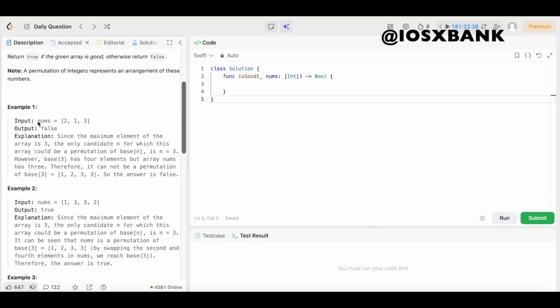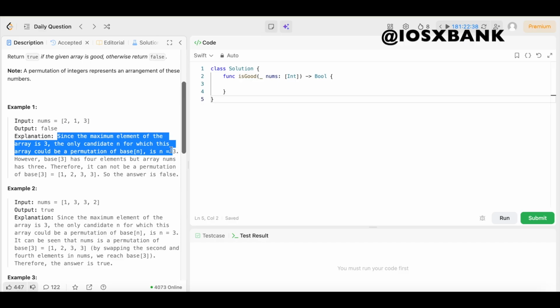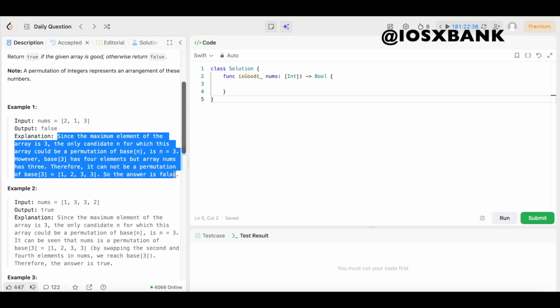In example 1, we have our input nums equals an array of integers 2, 1, 3. The output is false. It says since the maximum element of this array is 3, the only candidate for n for which this array could be a permutation of base of n is n equals 3. However, base of 3 has 4 elements, but array nums has 3. Therefore, it cannot be a permutation of base of 3, which would be equal to an array of integers 1, 2, 3, 3. So the answer is false.